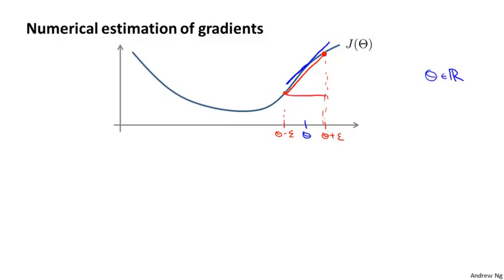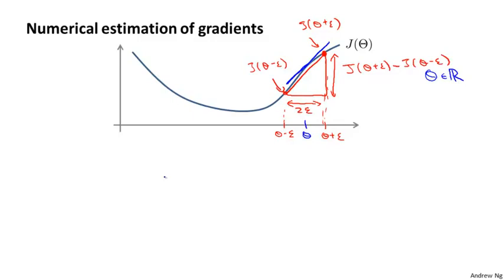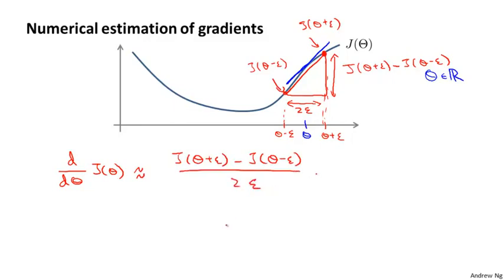Mathematically, the slope of this red line is this vertical height divided by this horizontal width. So this point on top is J of theta plus epsilon. This point here is J of theta minus epsilon, so this vertical difference is J of theta plus epsilon minus J of theta minus epsilon, and this horizontal distance is just 2 epsilon. So my approximation is going to be that the derivative with respect to theta of J of theta at this value of theta is approximately J of theta plus epsilon minus J of theta minus epsilon over 2 epsilon.